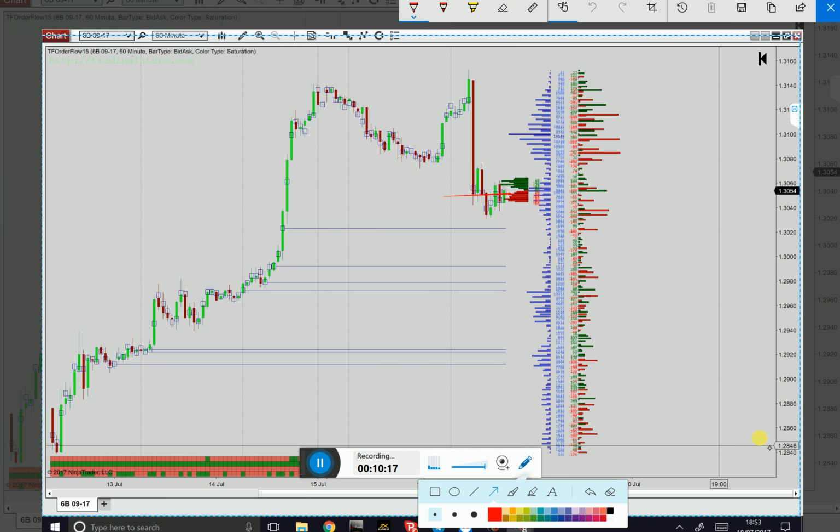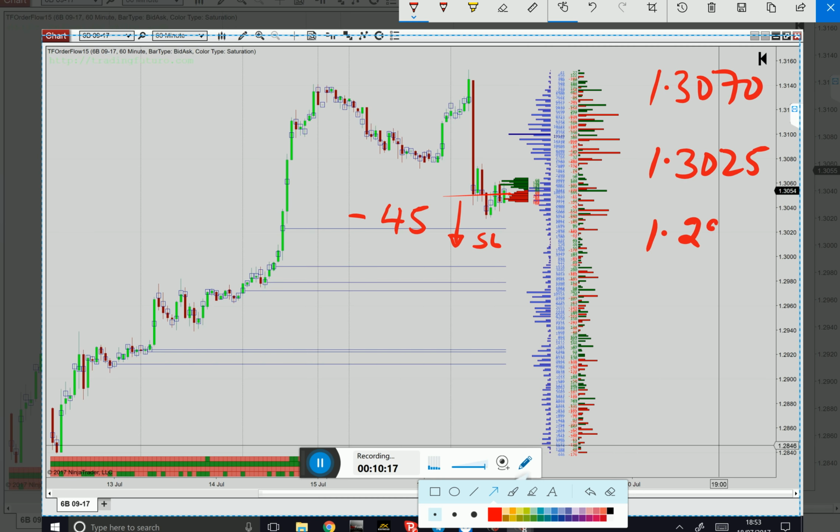So we were saying we were risking, the stop was tucked in right below the naked point of control, and that was about 25 plus 20, about negative 45. The target was 30.70. The entry was 1.3025. The stop was 1.2980. So as you can see, this is 45 negative. This is about 45, is it? No, 55.